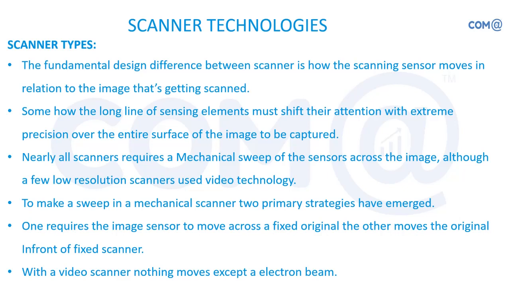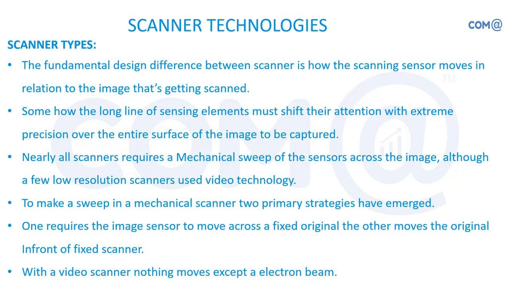Maximum scanners, or all the scanners, require a mechanical sweep. So we need to cover the object by moving the sensors, right? Then only we can capture the image. Otherwise we cannot. So the basic thing is we have to do a mechanical sweep for taking the object, whether it is an A4 paper or a statue, a 3D image. So we have to make a movement and capture the image.